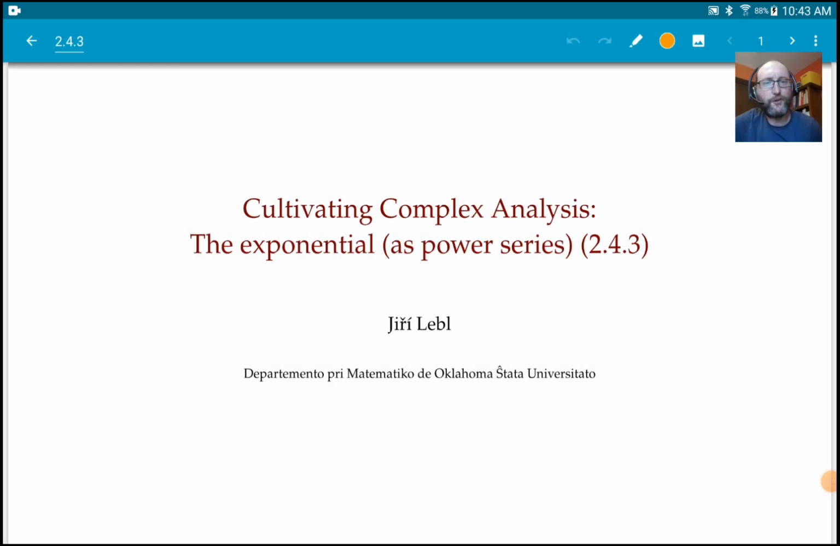Hello, and welcome to another lecture in the course. Today we're going to look at the exponential again. This time we're going to define it as a power series, or prove its power series. We could have used this as a definition, really. It's sort of the more proper complex analysis definition of the exponential. And this is subsection 2.4.3 in the book.